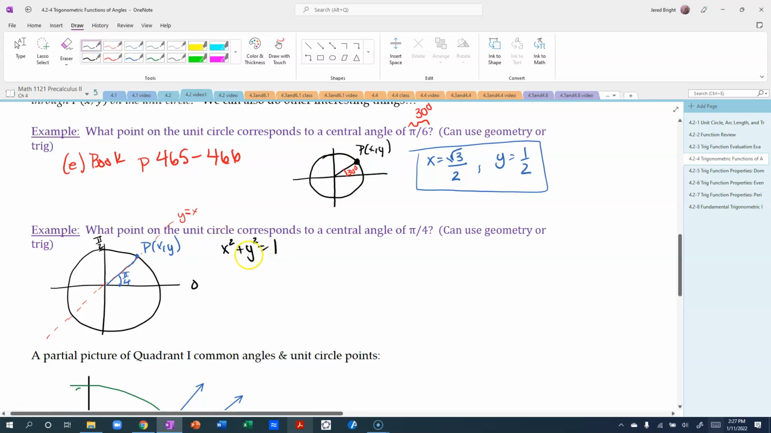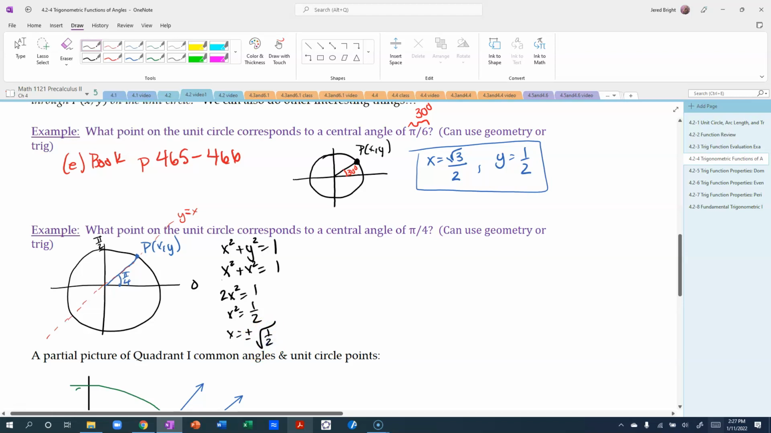And I know that y is exactly x. I can write it as x squared plus x squared is equal to 1, okay? And then I get 2x squared is equal to 1. I'm just going through with the algebra, okay? And then x is plus and minus. Again, whenever you square it, you have to include the plus or minus.